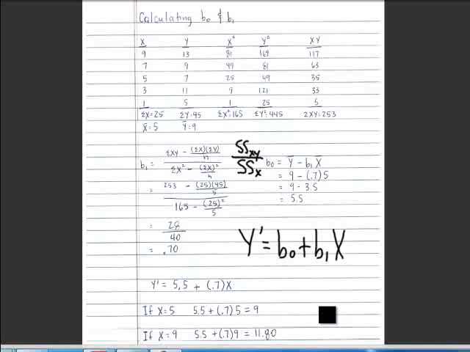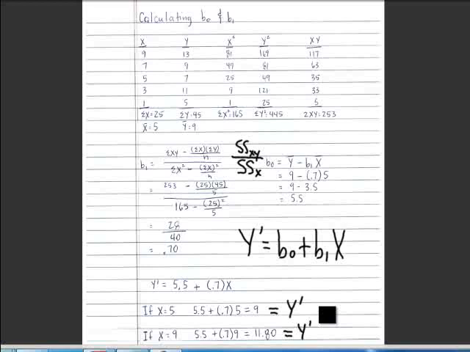And so then what I did for you is gave you a couple of x's to plug in, just to practice using that formula. So the first one, if x is equal to 5, what is y prime? So 5.5 plus 0.7 times 5, so you just plug that 5 in for the x, gives you a y prime of 9. Equals y prime. And then if x is equal to 9, 5.5 plus 0.7 times 9 is equal to 11.8. And so again, there is our y prime.